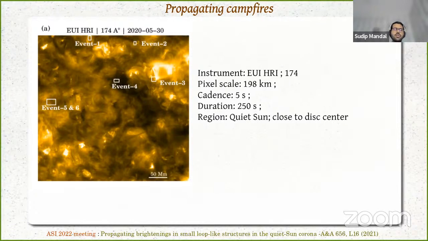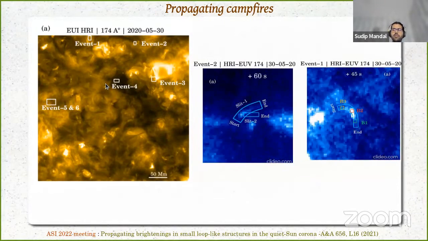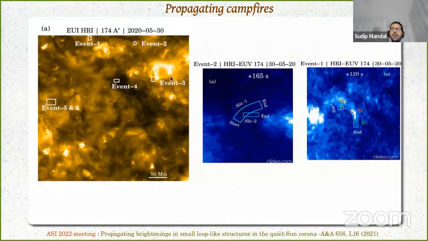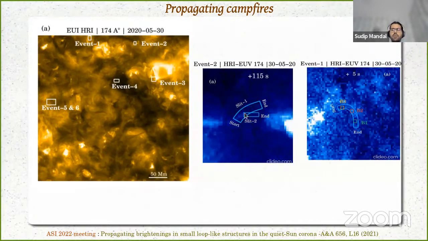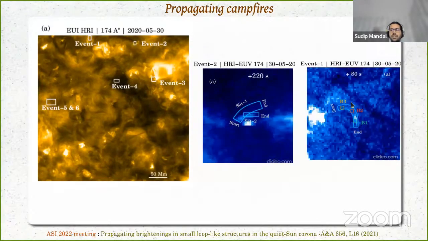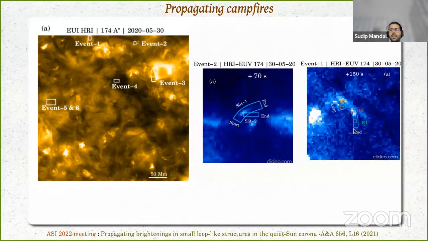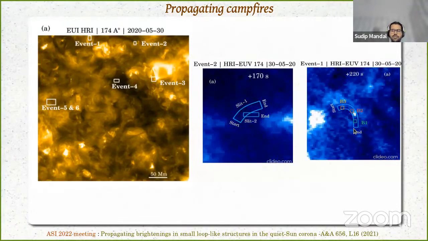And this is a quiet Sun field of view, so not much activity, although there are some enhanced brightenings over here, and these boxes show where we see those events. So let's see how they look. I hope the movie is playing smoothly. You see some of these brightenings actually move from one point to another, outlined by these boxed regions, where they show some systematic movements.